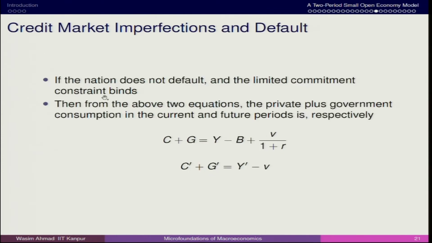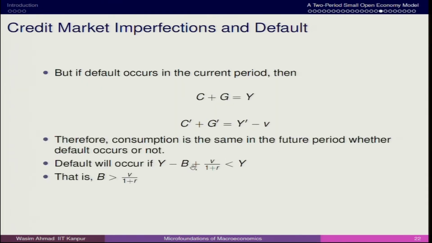Now, this is how it looks. If the nation does not default, the limited commitment constraint binds. If it defaults, then you have the scenario. So, private plus government consumption in the current and future periods will be like this: C plus G is equal to Y minus B plus the default. If I simplify this further, then what we get is this particular part.